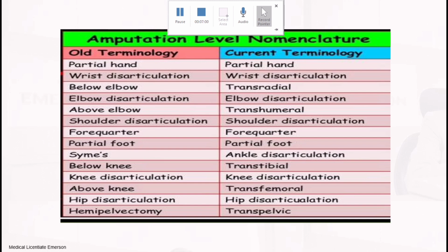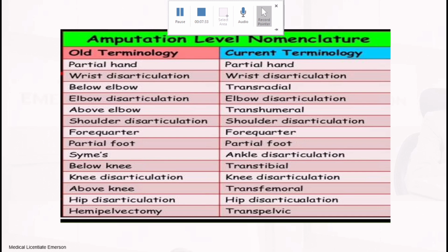Then you can have below elbow. So below elbow was called disarticulation. Below elbow is now called transradial. Then elbow disarticulation still being called elbow disarticulation. Then above elbow is being called transhumeral. Then shoulder disarticulation is still being called shoulder disarticulation. Then forequarter, still forequarter, partial foot.